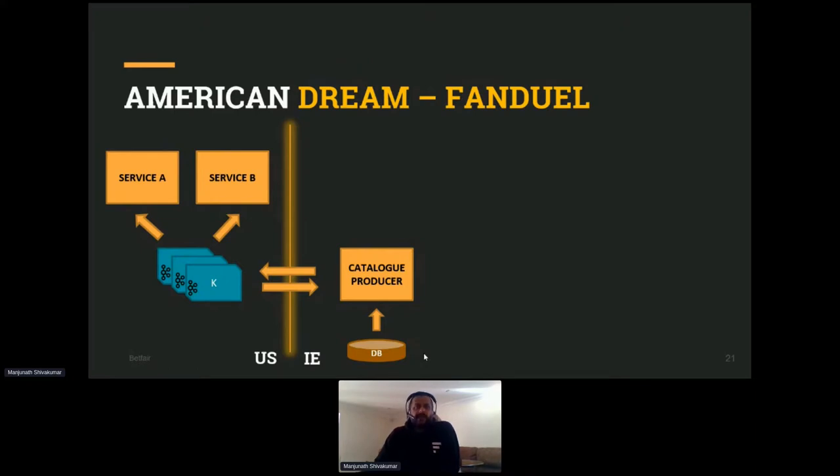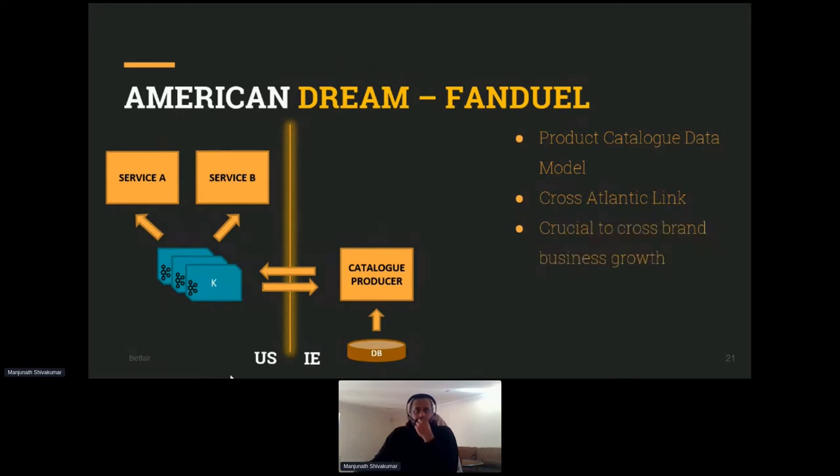still heavily DB-centric. The architecture that we went with was to create a producer stack in the middle and use Kafka to distribute the catalog data from our data centers in Ireland to our US-based data centers over a cross-Atlantic link. And this was very crucial to our cross-brand growth, as we wanted to leverage most of the capabilities that we already had in one brand to power another brand.